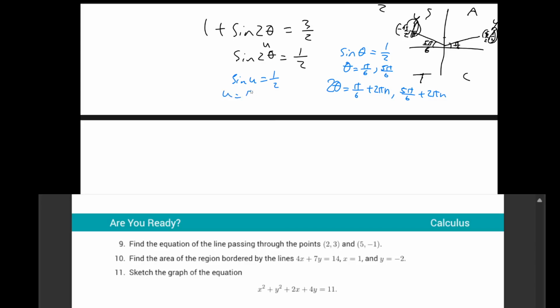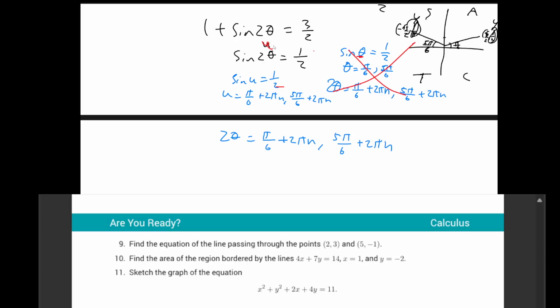u would then equal pi over 6 plus 2 pi n, comma 5 pi over 6 plus 2 pi n. Substitute u in for 2 theta, then 2 theta must equal pi over 6 plus 2 pi n, comma 5 pi over 6 plus 2 pi n. Again, the comma is not really correct syntax-wise, but it's more about the understanding. Ignore this; I shouldn't have used theta twice. I could have just used u instead. Sine of u equals 1/2, I got u equals this, and then substituting 2 theta back in for u, 2 theta equals this, and we have to solve for theta.